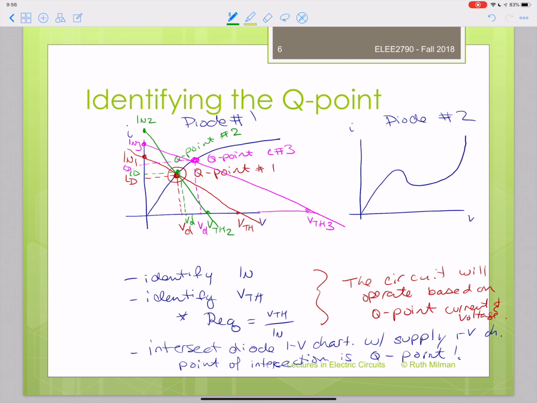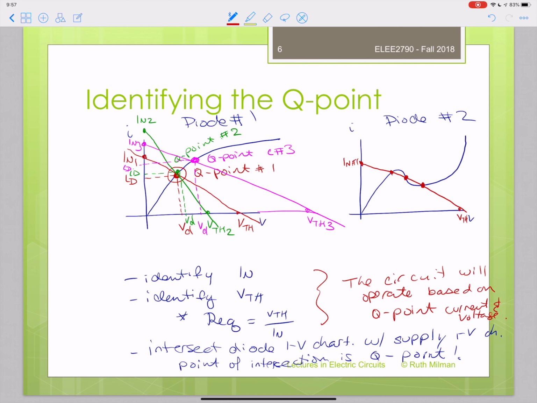So let's look at diode number 2 and just do the same thing for diode number 2. Let's say here is our Norton current for our first circuit. Here is our Thevenin voltage. Connect the line. Note something interesting happens in this particular diode. In this particular diode, there are 3 possible operating points.